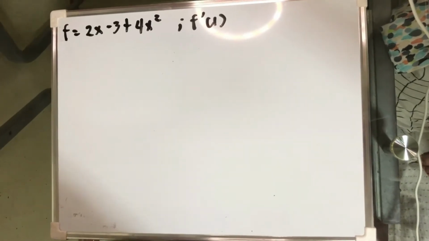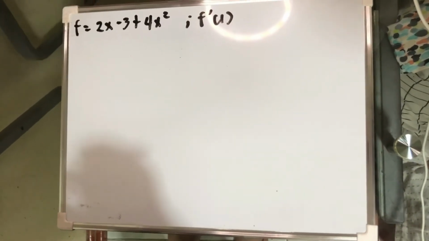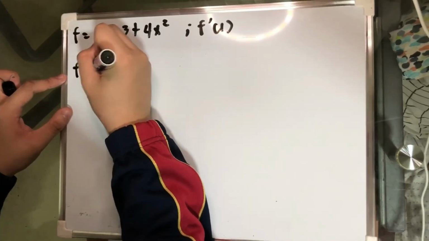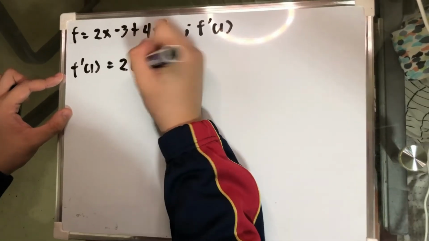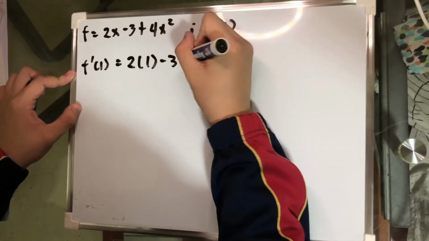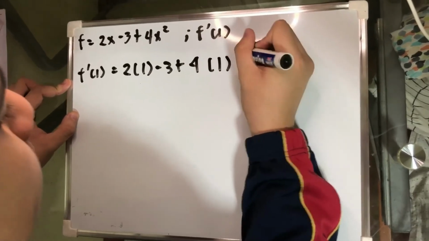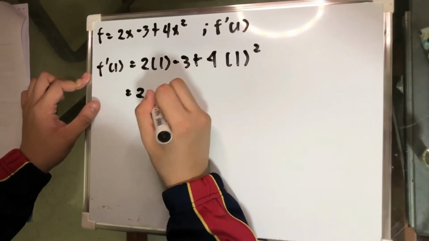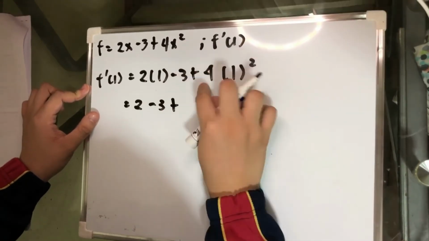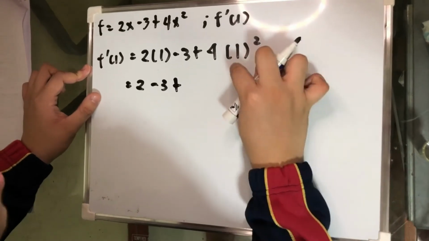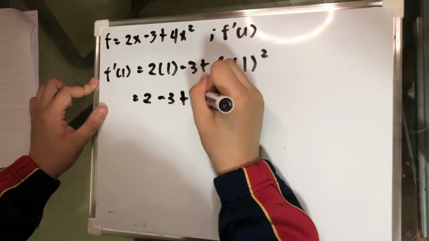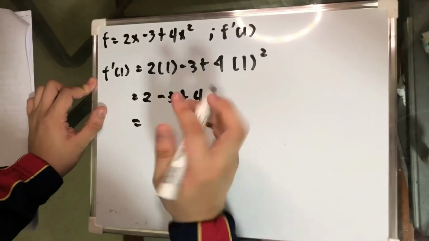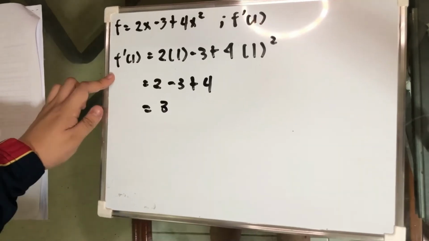For our second equation, 2x minus 3 plus 4x squared, we're going to solve for the f prime of 1. So f prime of 1, substitute the 1 to the x values. Simplify this. 2 times 1 is 2, minus 3, plus 4 times the quantity of 1 squared. 1 squared is 1, so 4 times 1 is 4. Simplify this. This should be negative 1 plus 4 is positive 3. This is the answer for f prime of 1.